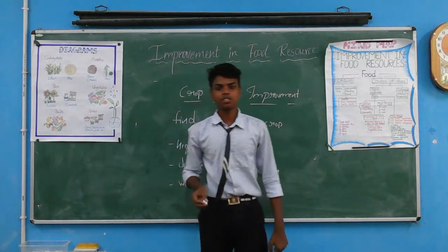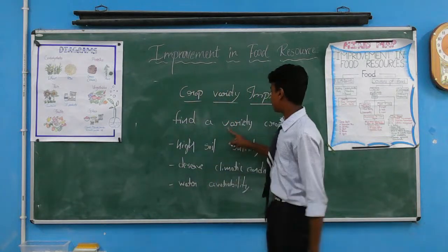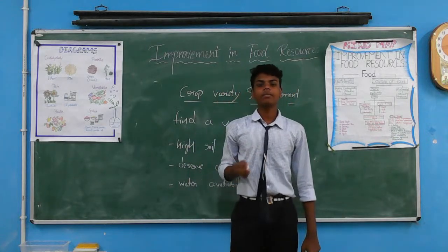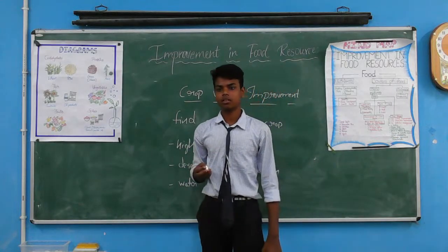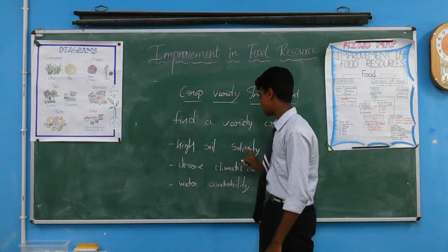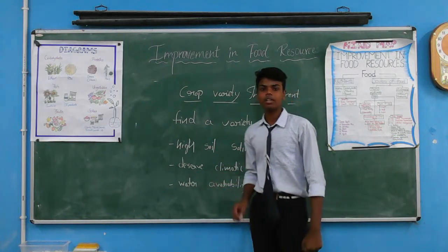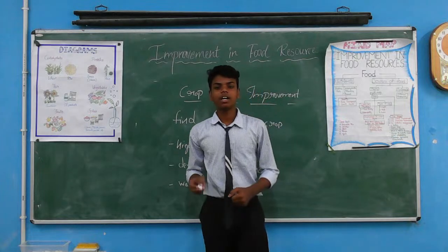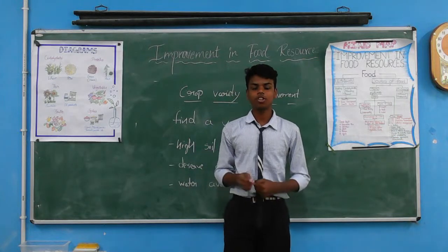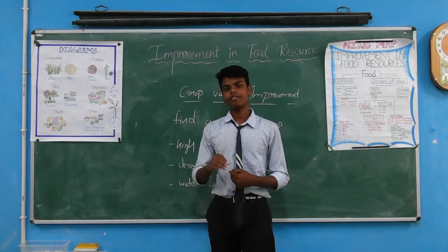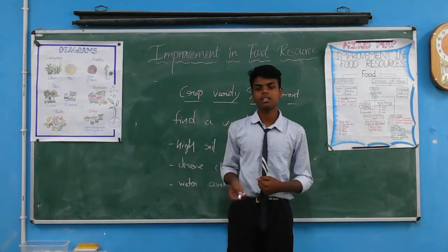The main aim of this is to find a variety of crop that can withstand different conditions like high soil salinity, desert climatic conditions, and water availability. In order to accept the variety of crop, you ensure that the crop gives a good yield in different conditions or in different areas.